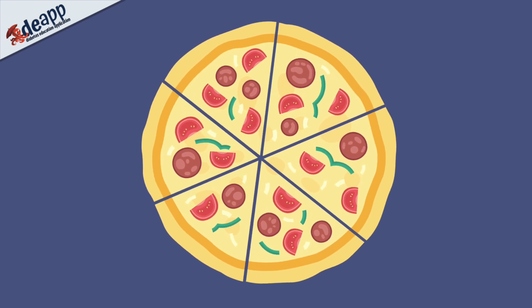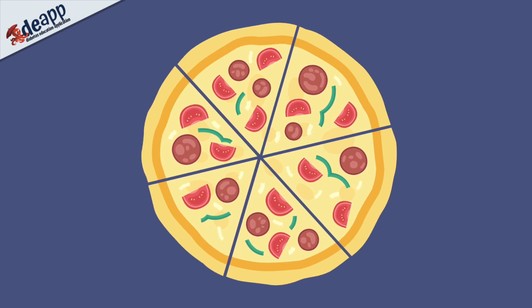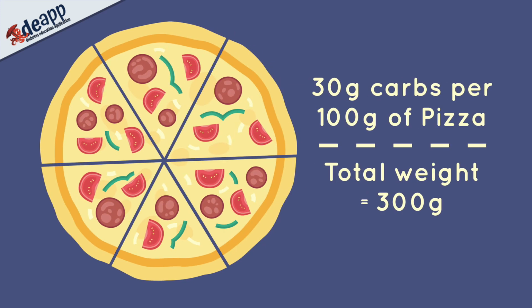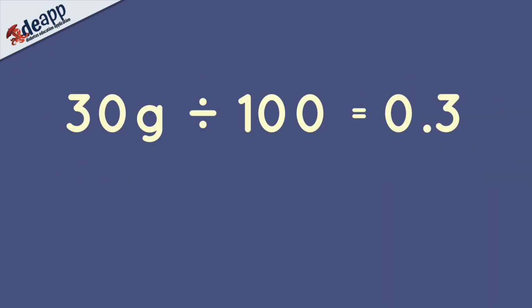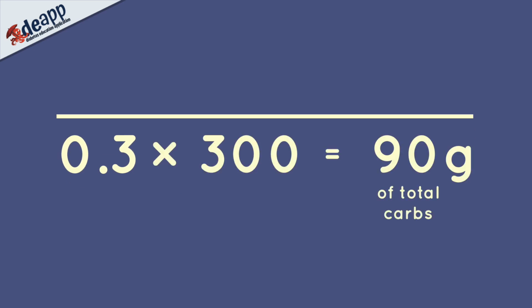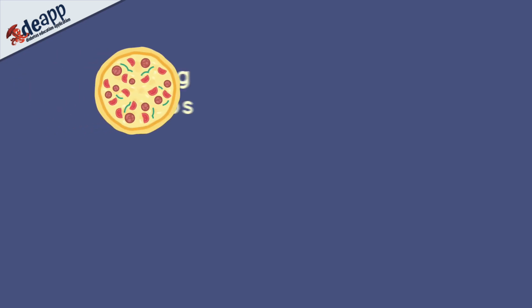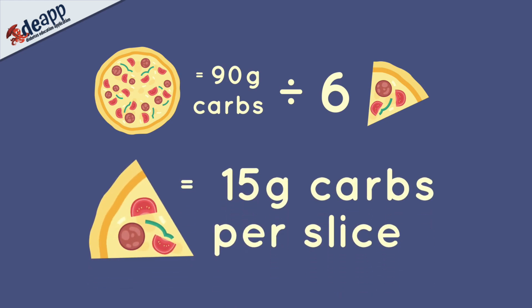For example, you may want to eat a pizza that is going to be split into 6 portions. The food label tells you that there is 30 grams of carbs per 100 grams and that the pizza weighs 300 grams. To work out the carb value of the whole pizza, divide 30 grams by 100, which gives you the carbs in 1 gram. Then multiply by 300 to give you the total carbs in the whole pizza. Next divide by 6, which is the number of portions. So in this example, each slice contains 15 grams of carbs.